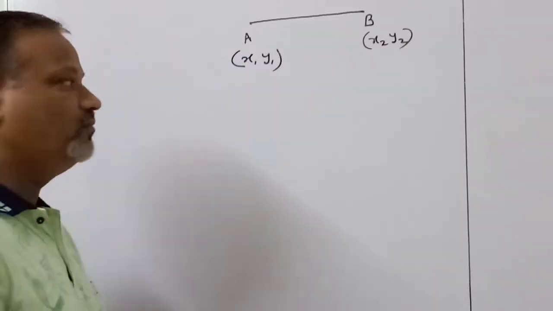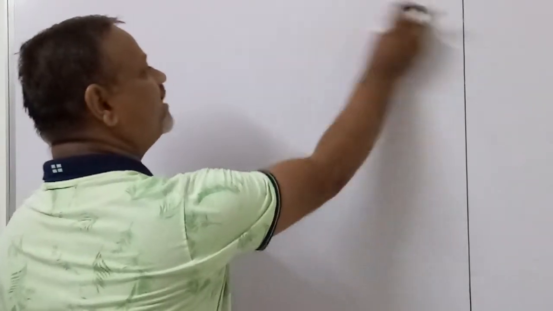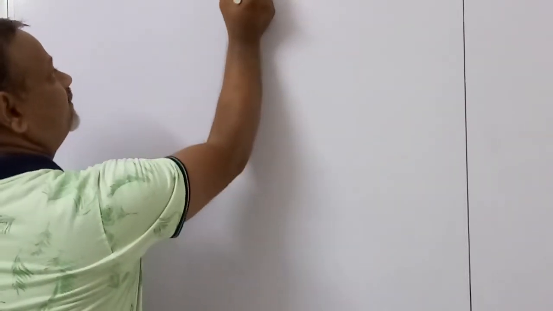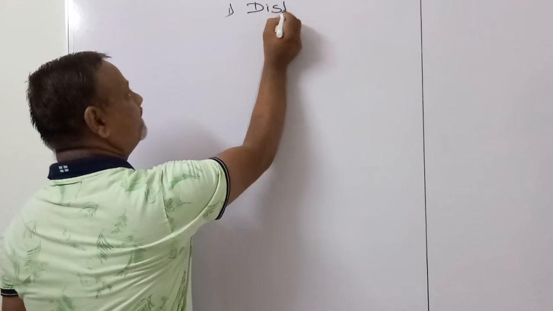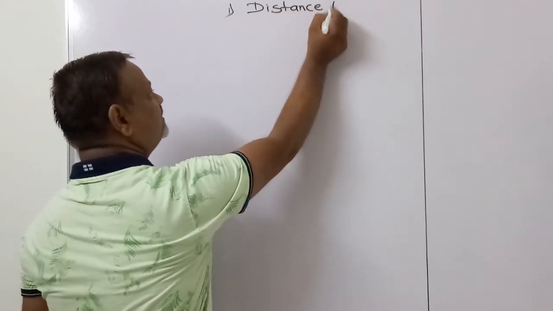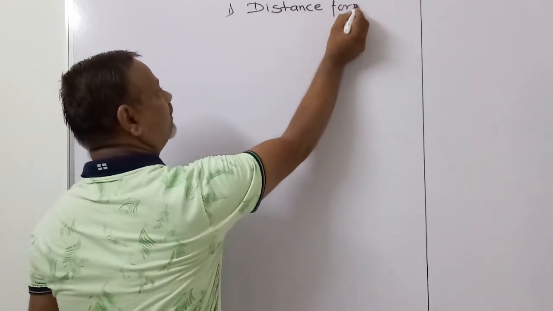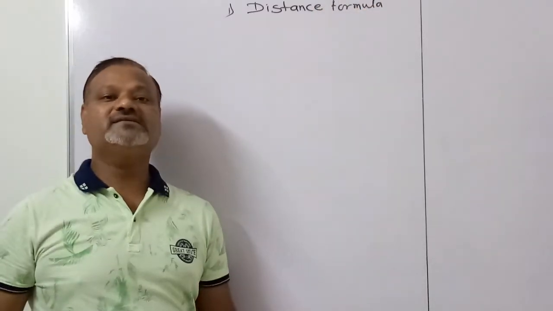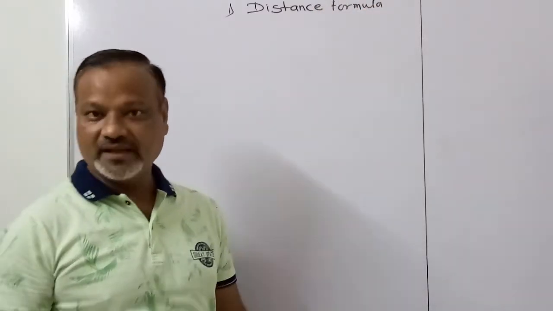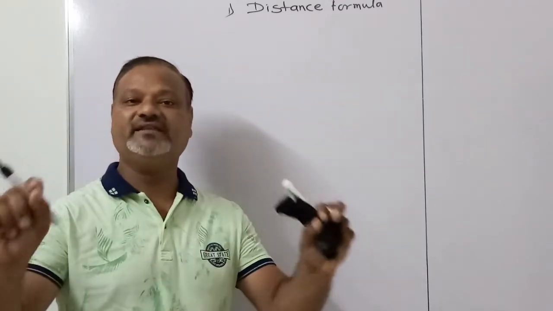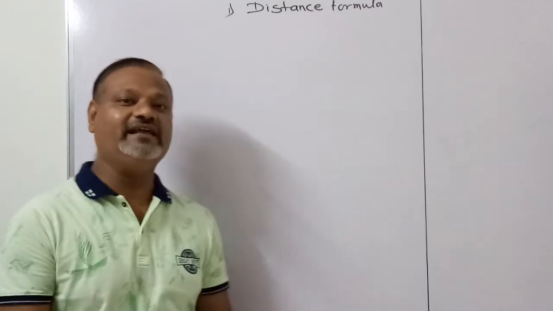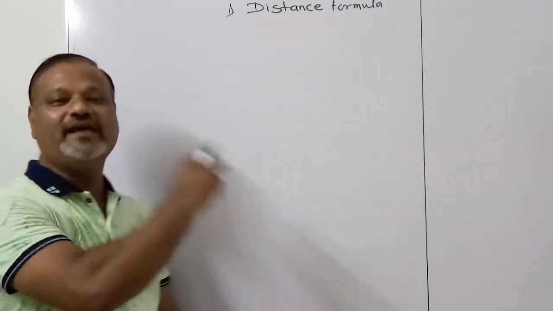Now this lesson is divided in 3 parts. The first part is distance formula. Distance formula means by using this formula we can find the distance between the 2 points. 2 पॉइंट के बीच का डिस्टेंस फाइंड आउट करने के लिए हम लोग डिस्टेंस फॉर्मूला यूज करेंगे.